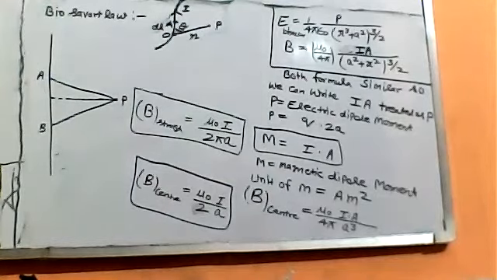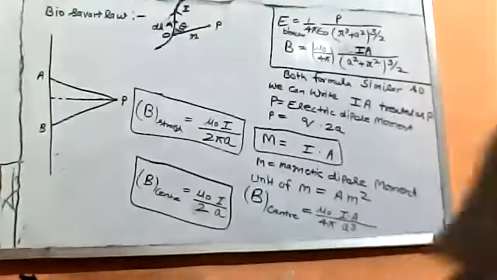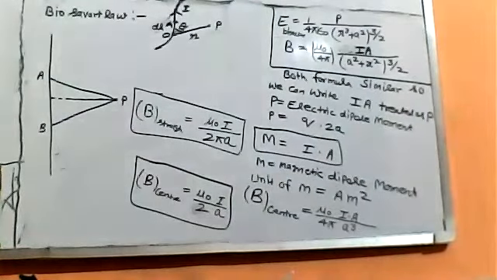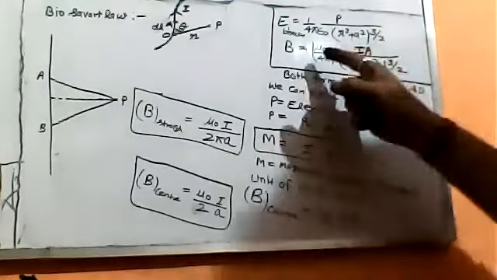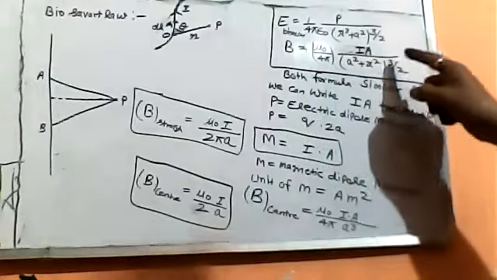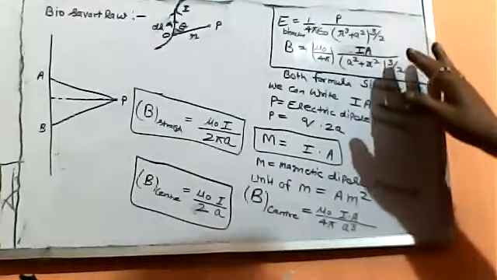In the question it is clearly written: straight conductor, circular coil. In case of a straight conductor, B equals mu naught I upon 2 pi A. Clear? And B equals mu naught by 4 pi, I A divided by A square plus X square whole raised to 3 by 2. That formula is for any point on the axis of the circle.